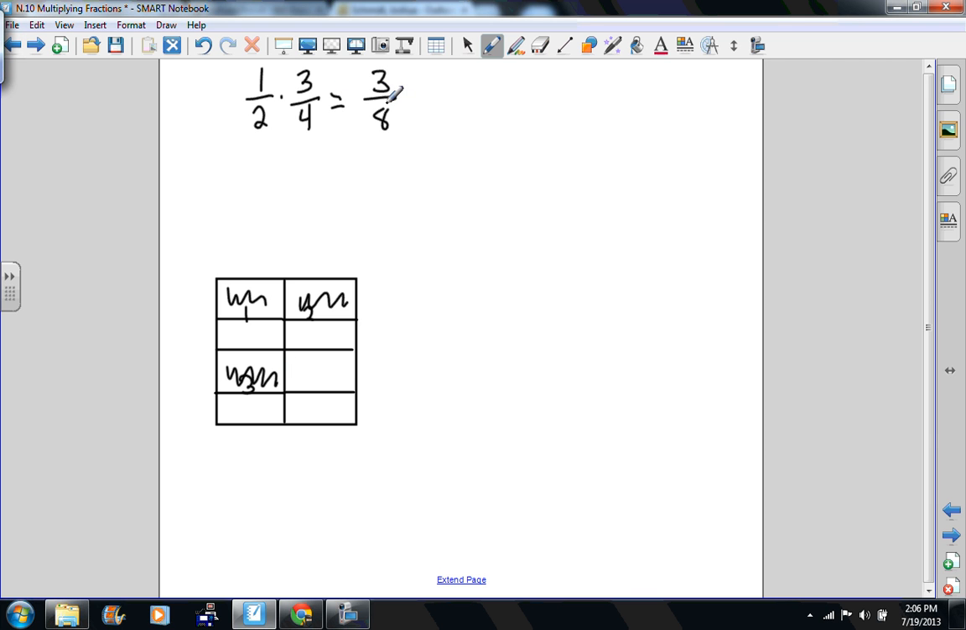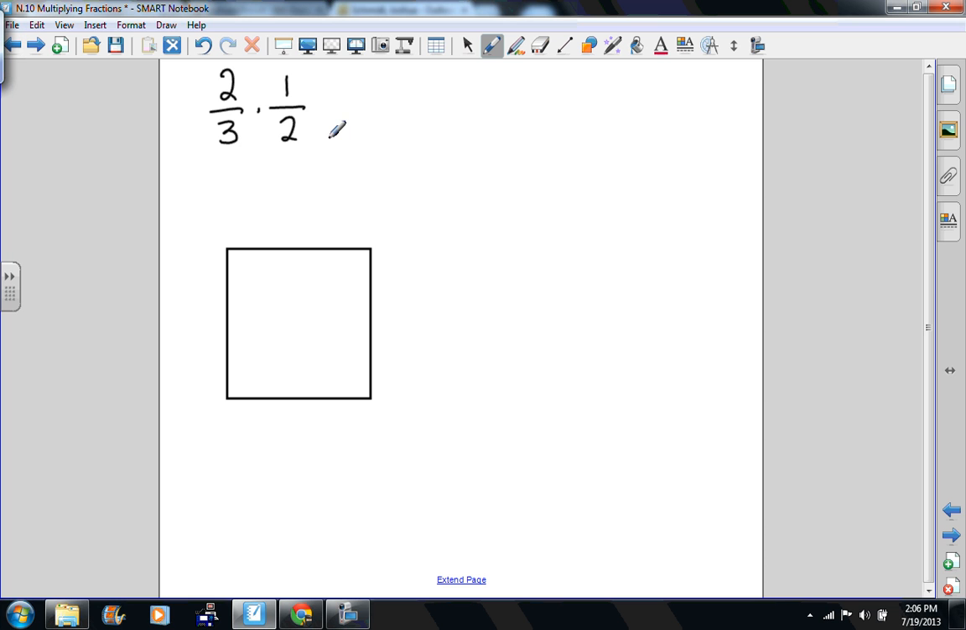I want to show this to you because it should be pretty easy to see where this answer came from. 1 times 3 is 3. 2 times 4 is 8. So in adding and subtracting, you need a common denominator. For these, we do not, which makes them much easier.